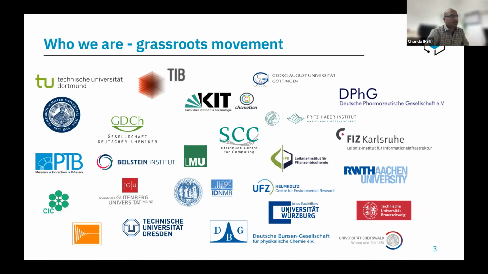The consortium is built on three equally important pillars. First, the learned societies like the German Chemical Society and its divisions, the Bunsen Society for Physical Chemistry and the German Pharmaceutical Society. Second, the information infrastructure institutions like the TIB, FIZ, SCC, and others. And third, but the most important, is the broad diversity of the university and non-university institutions representing the scientific community and many subdisciplines of chemistry. Altogether, NFDI4Chem covers the whole spectrum of data producers all the way to the data consumers.